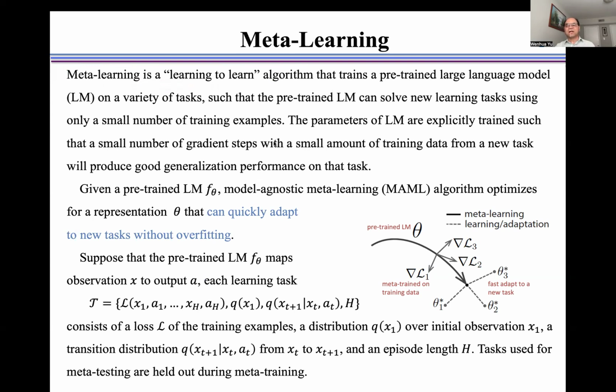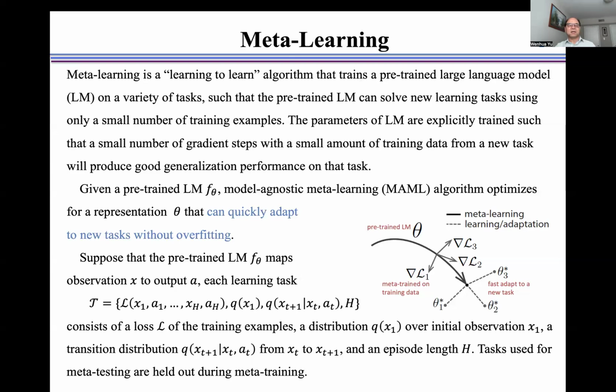The parameters of a language model are explicitly trained such that a small number of gradient steps with a small amount of training data from a new task will produce a good generalization performance on that task, as shown here. Given a pre-trained language model alpha theta, the model-agnostic meta-learning algorithm optimizes for a representation set that can quickly adapt to new tasks without overfitting.